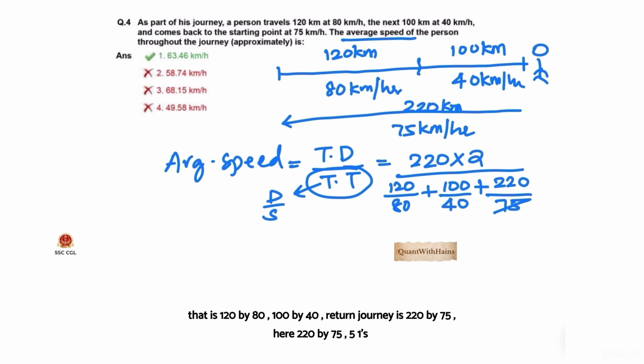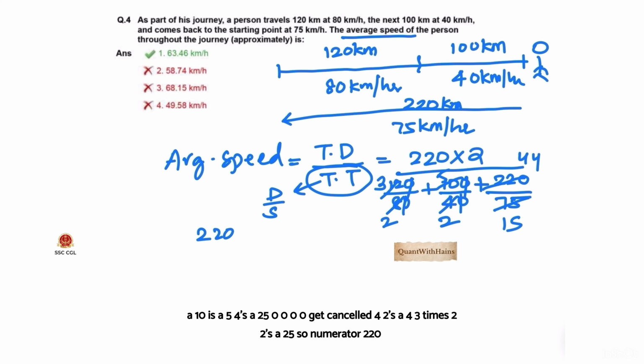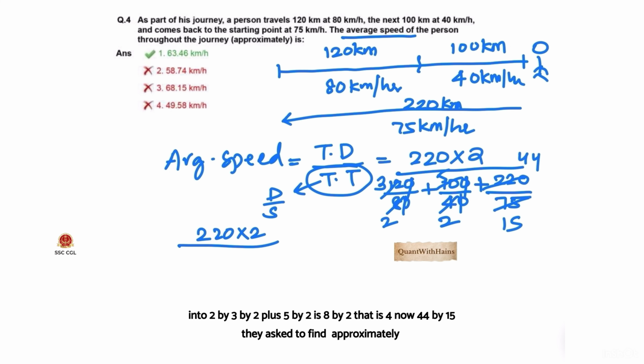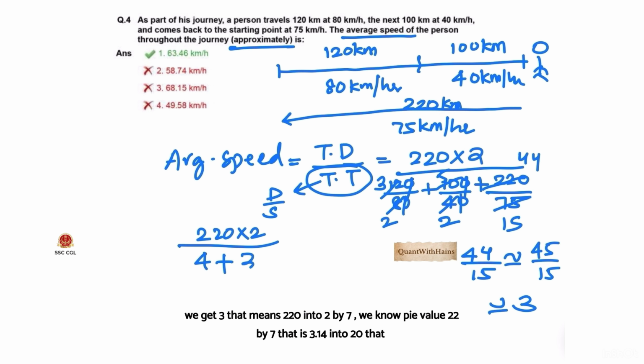220/75. 5 ones are 5, 5 fives are 25. The zeros get cancelled. 4 2s are 4, 3 times. 2 2s are 2, 5. So numerator 220 into 2 by 3/2 plus 5/2 is 8/2, that is 4. Now 44/15. They are asked to find approximately. So we will take approximate as 45/15, that is approximately equal to 3. So denominator we get 3.